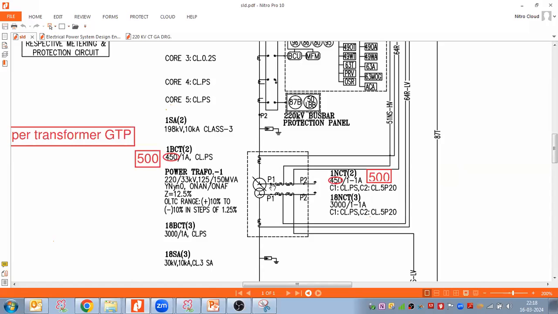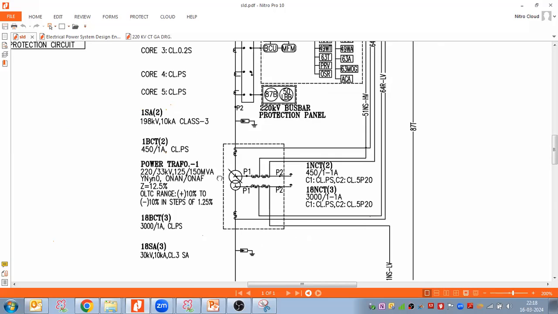No, it is correct, sir. The reason? It is correct. P1 towards... actually, bus means source, I think. In this case, the transformer is the source.